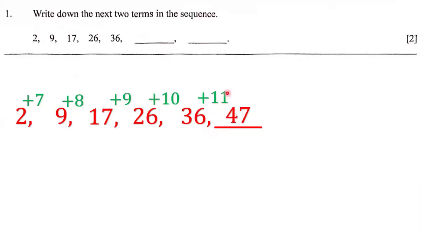So that's one of the missing terms. And then if we add 12, we get 59. So the next two terms in the sequence are 47 and 59. Notice that in each case, we have 7, 8, 9, 10, 11, and 12. And so we are increasing. And so in each case, we just add. So in this case, we add 7, then we add 8, then we add 9, then we add 10. Then when we reach here, we add 11, and then when we reach here, we add 12. And so that's the pattern. And so let's move on.